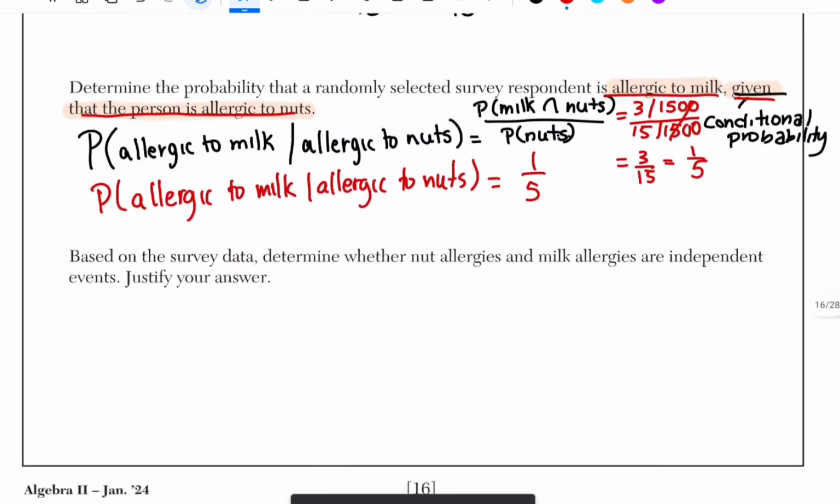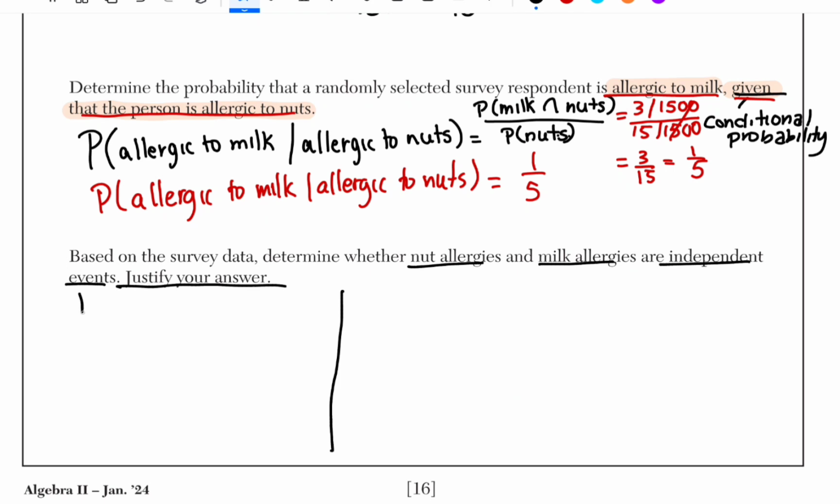Now for part 3, this is the last part. It says, based on the survey data, determine whether nut allergies and milk allergies are independent events. Justify your answer. So there's 2 ways to test independence. We can test it with intersection, or we can test it with conditional probability.